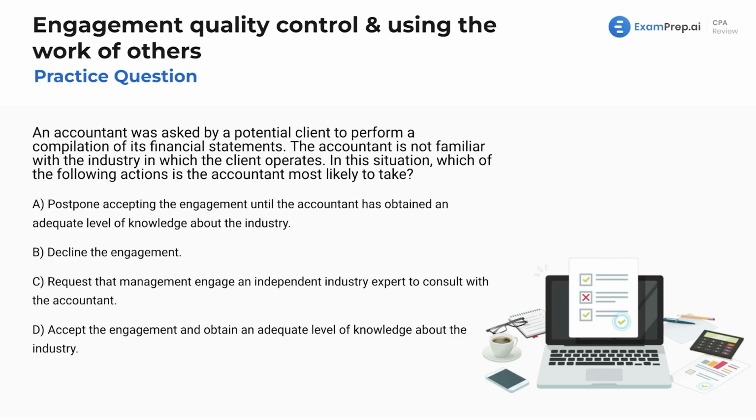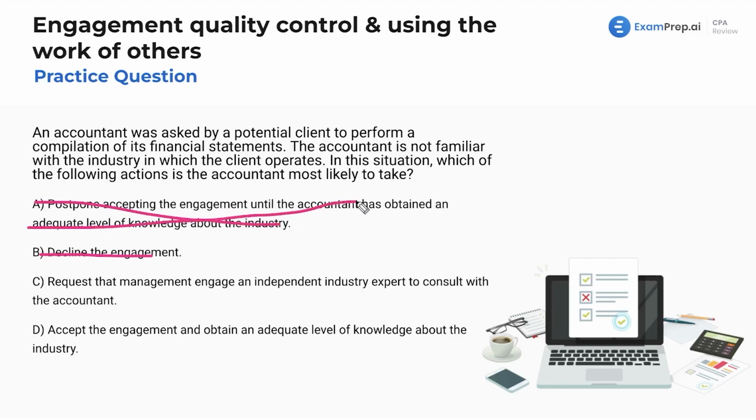Otherwise, that would hamper the whole industry. It would make it a lot more difficult for companies to get auditors, and thus auditors would become more expensive. That's just me giving you a little background, right? But the clear-cut standard answer is that just because you're not familiar doesn't mean you have to decline the engagement. So I'm going to cross off letter B. Okay, so here is another interesting one. Do you postpone the engagement until you obtain adequate knowledge? No, actually, you don't need to postpone it.